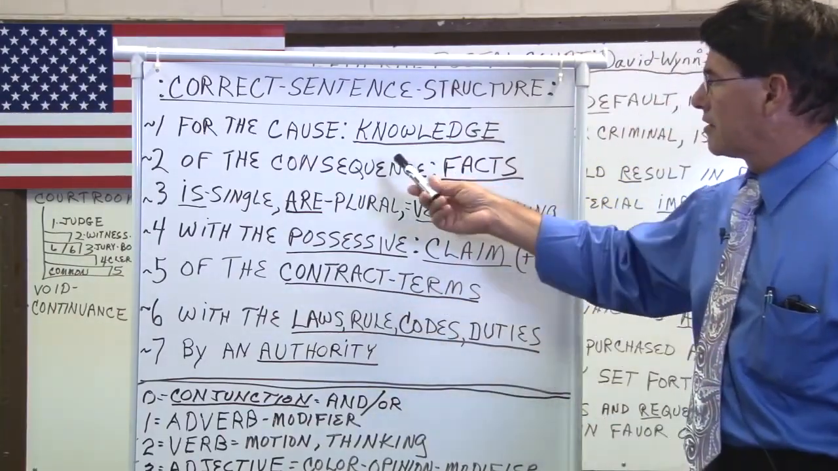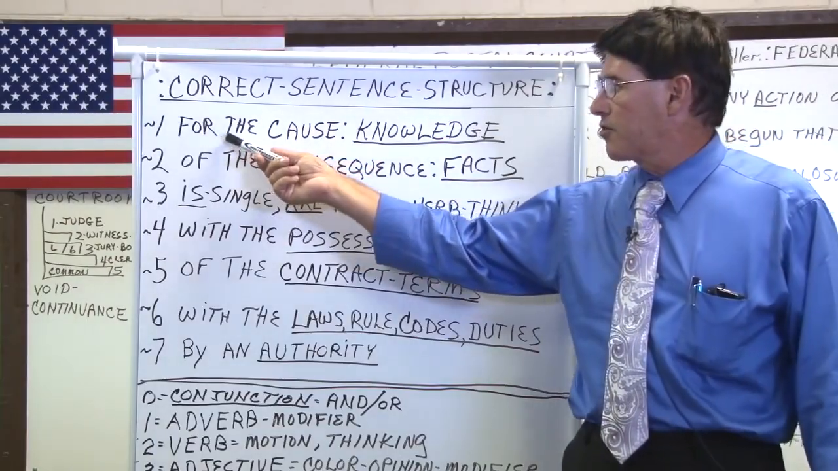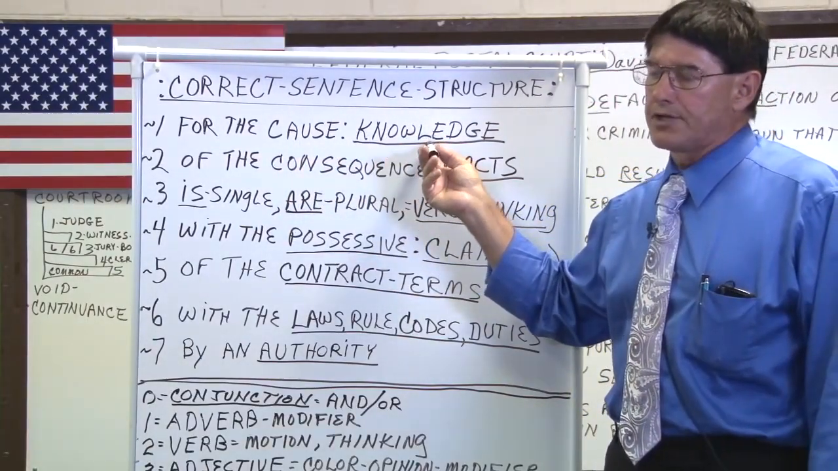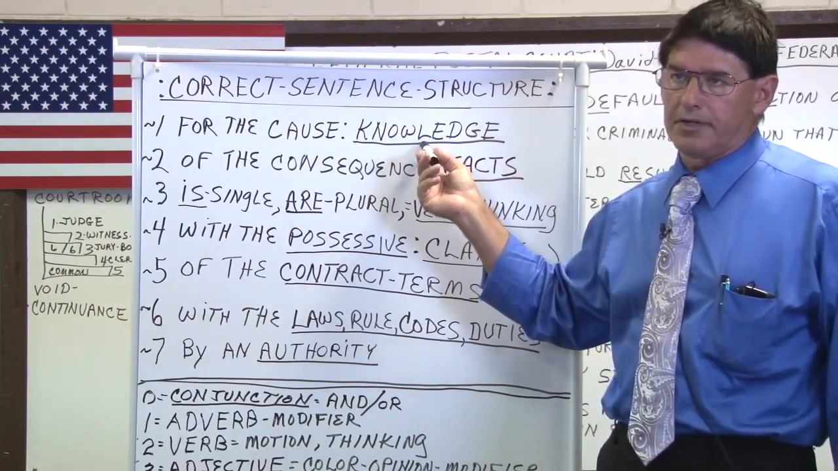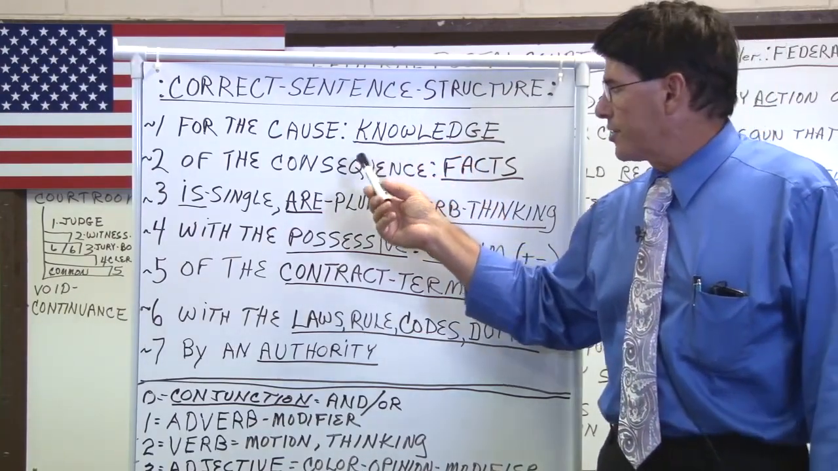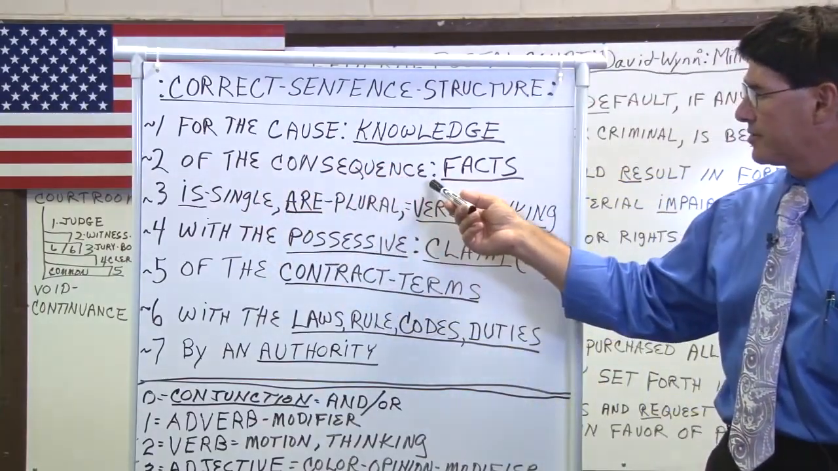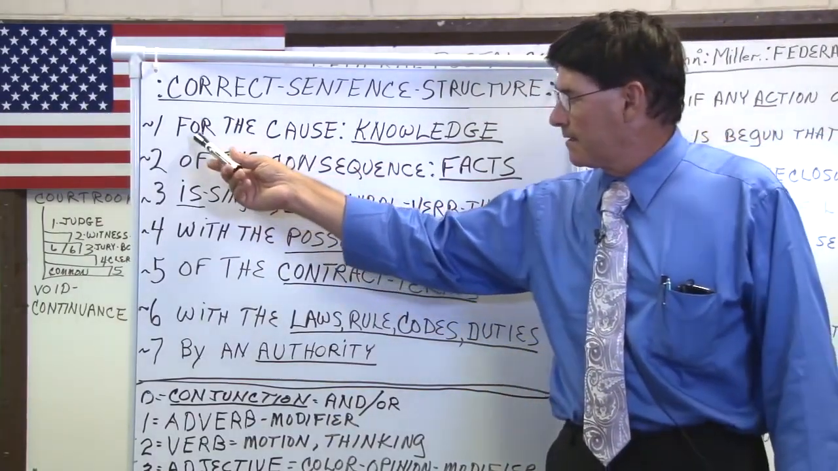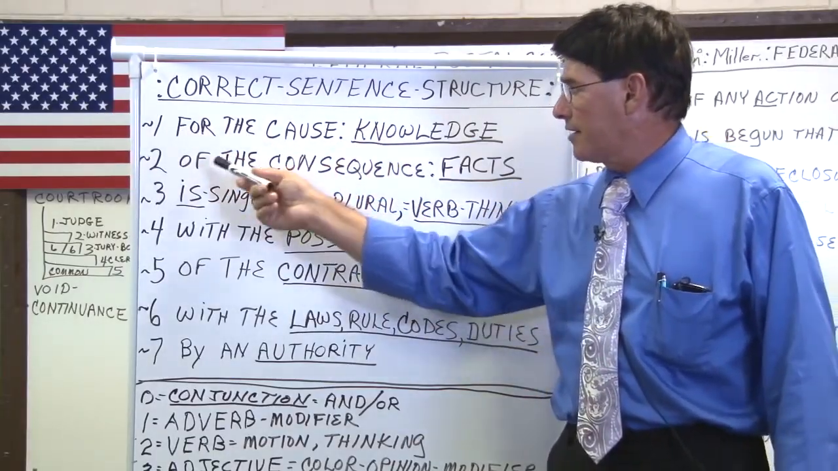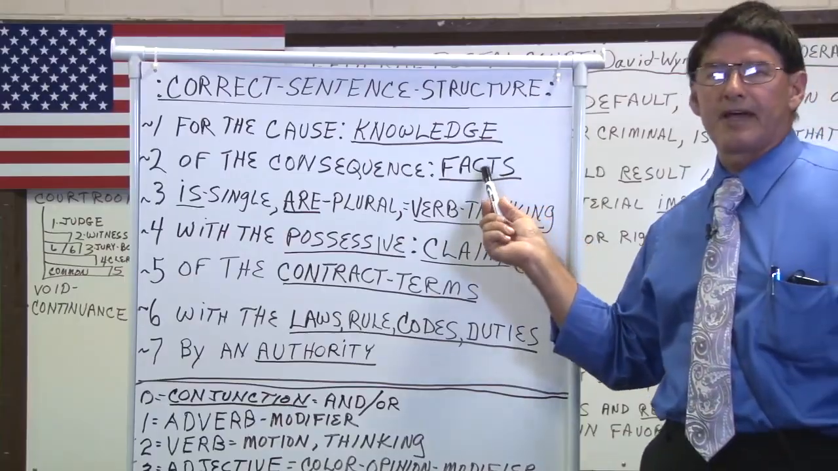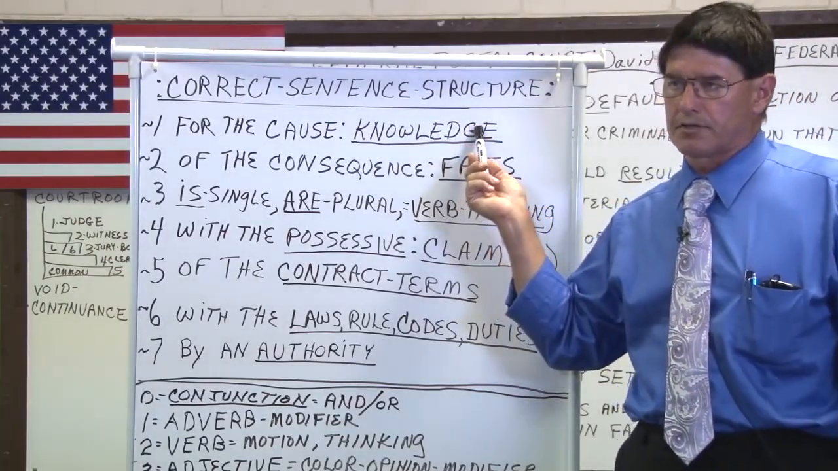But what we're doing here is, the first thing that a court has to establish is your cause. What is the knowledge or educational limitations of all individuals in the courtroom? Once you have established that you have a knowledge, you then have a consequence, which would be of the. For the is your knowledge, of the is your consequence. And the consequence is going to be how many facts have you established through your knowledge.